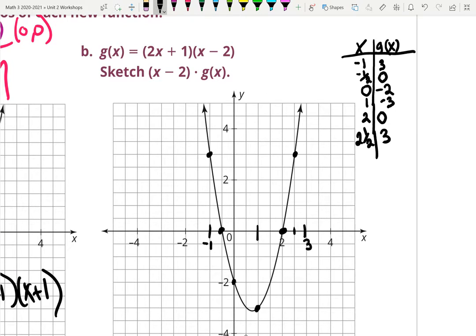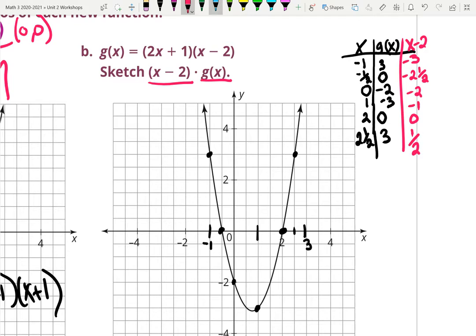Okay, what am I doing? I am taking g of x and I am multiplying it by x minus 2. So x changes in every situation. When x is -1, it's going to be -3. When x is -1/2, it's going to be -2.5. Likewise, when x is 0, it's going to be -2. And I continually substitute it into x minus 2.